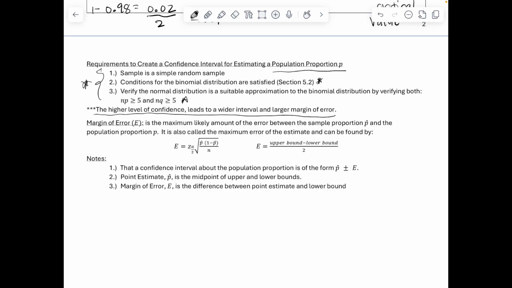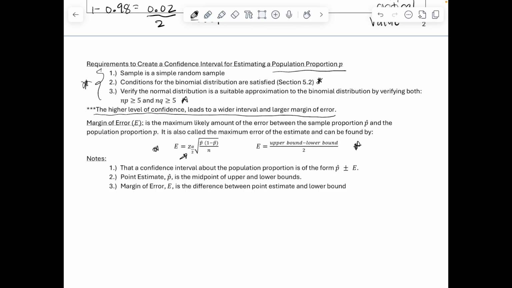Margin of error E is the maximum likely amount of an error between the sample proportion p hat and the population proportion p. It's also called the maximum error of the estimate and can be found by, we have a couple different formulas listed here depending on what you're given. You'll notice that the first equation has z alpha over 2 times the square root of p hat times parentheses 1 minus p hat divided by n. And so z alpha over 2, this value, is those critical values that are also on the bottom of page 2. And then you would also have p hat.